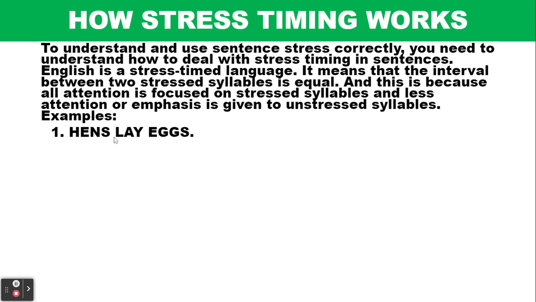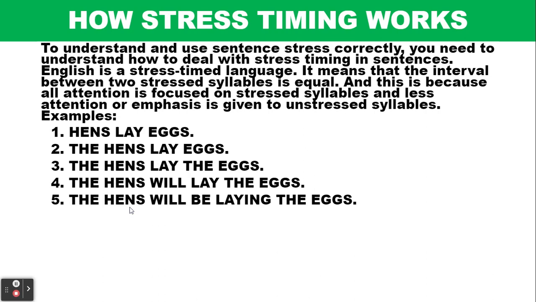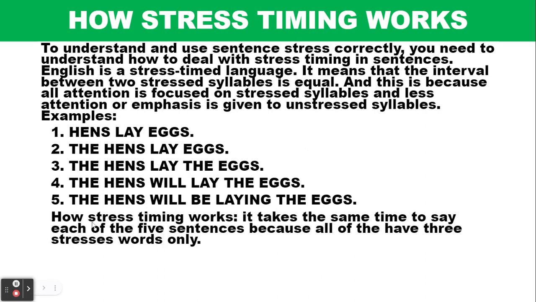Let's look at some examples. 1. Hens lay eggs. 2. The hens lay eggs. 3. The hens lay the eggs. 4. The hens will lay the eggs. 5. The hens will be laying the eggs. Now, how stress timing works is that it takes the same time to say each of the 5 sentences because all of them have 3 stressed words only. Okay.